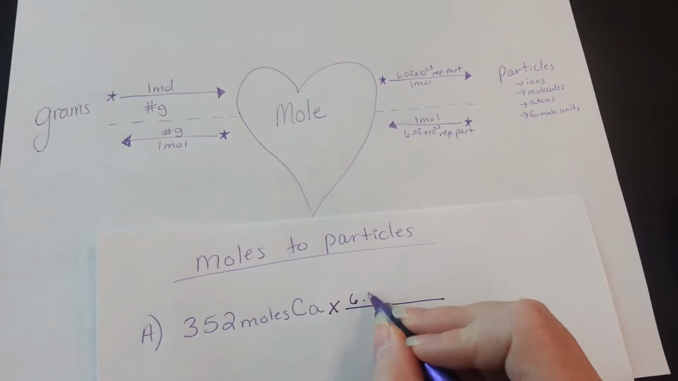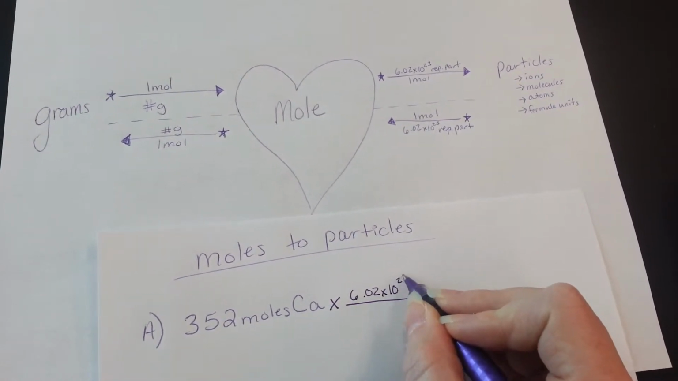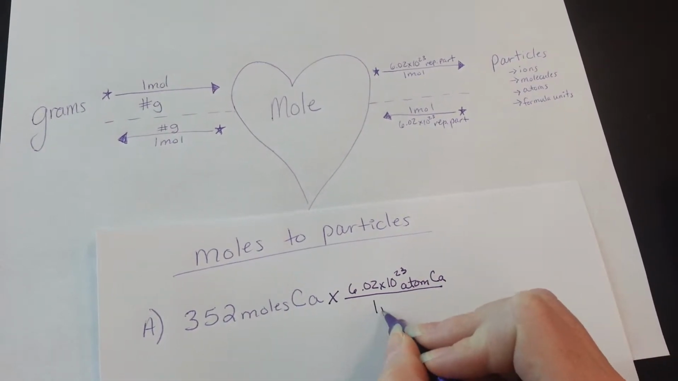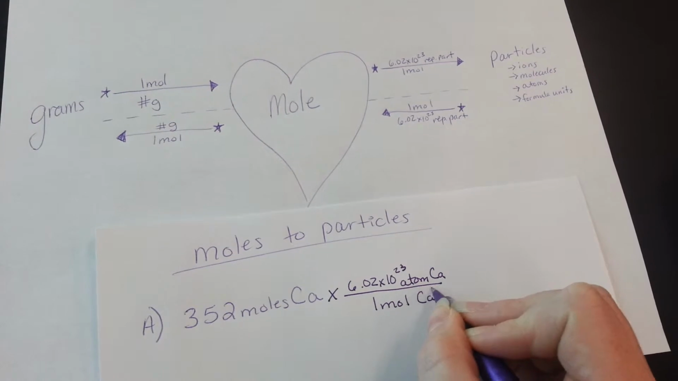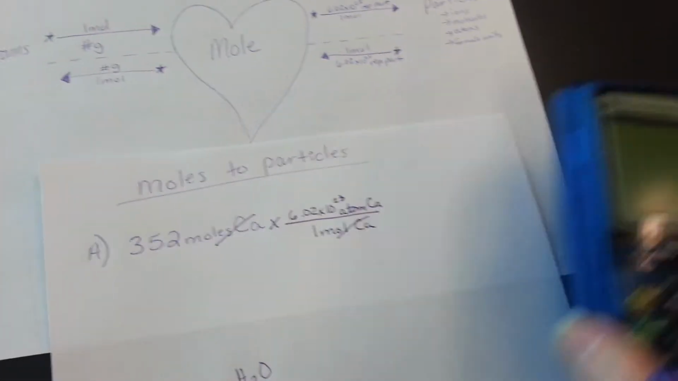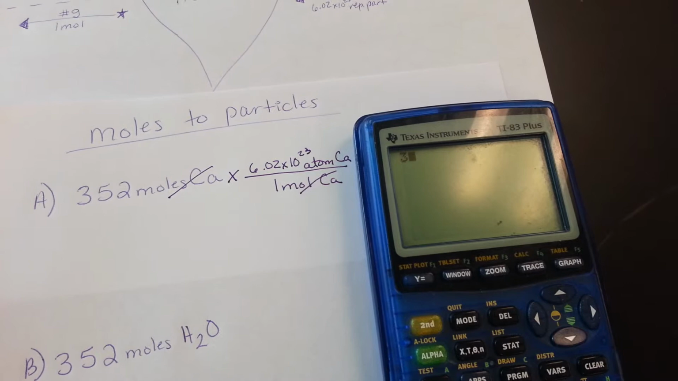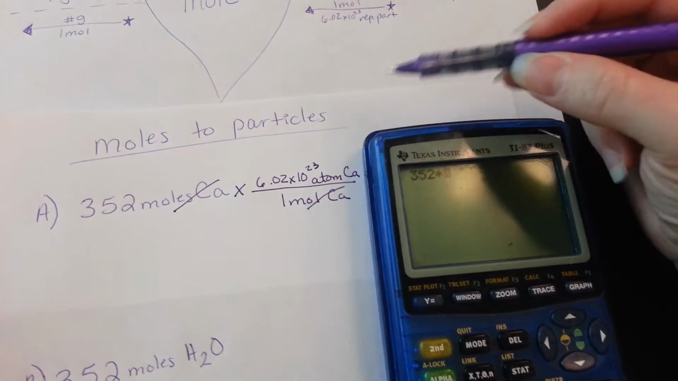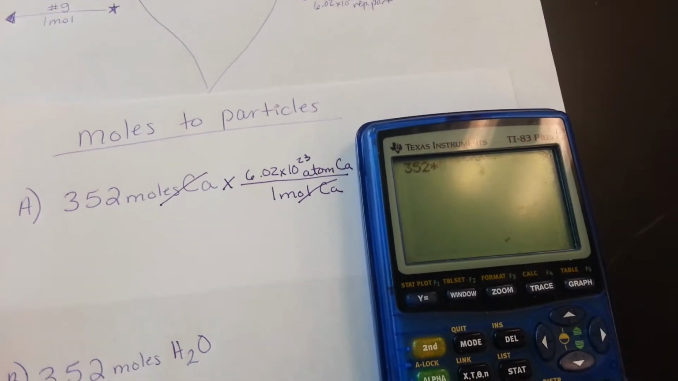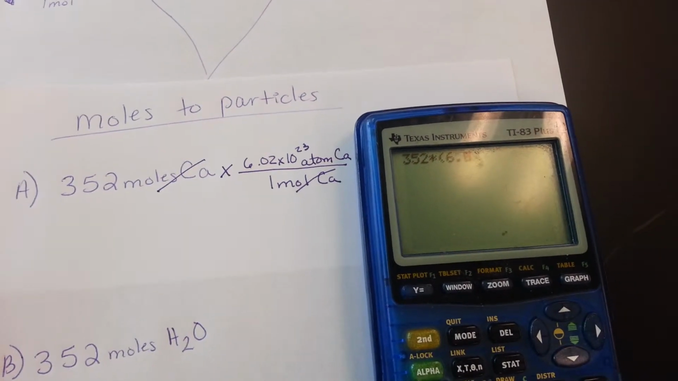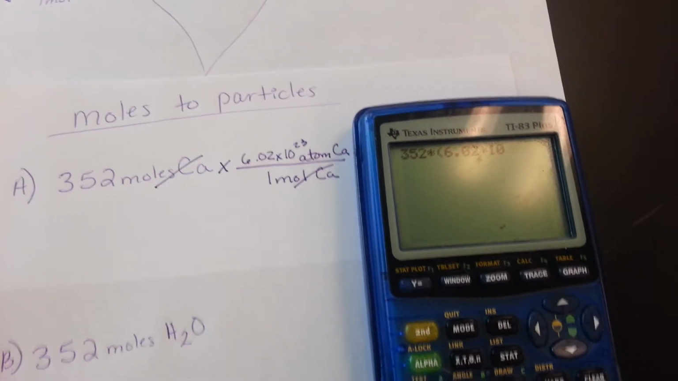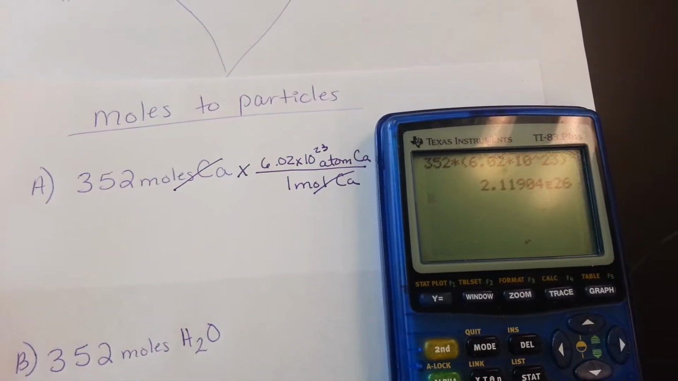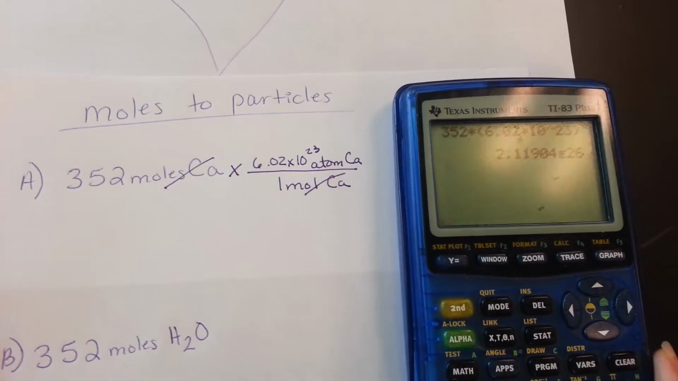So there are 6.02 times 10 to the 23rd atoms of calcium in 1 mole of calcium. That way our moles divide out. And we take out our calculator and we do 352 times, because Avogadro's number's on top. Remember, we always want to put scientific notation in parentheses on the calculator, so parentheses 6.02 times 10 to the 23rd, close parentheses, enter.